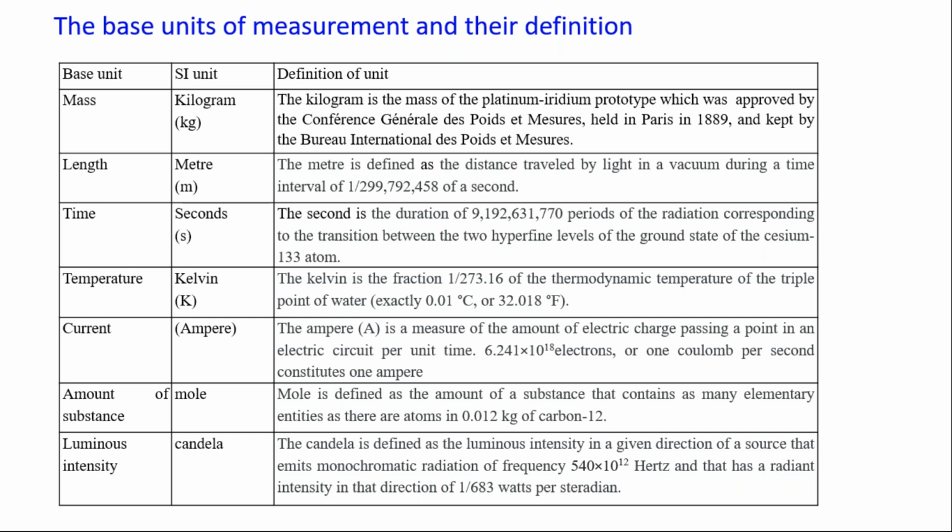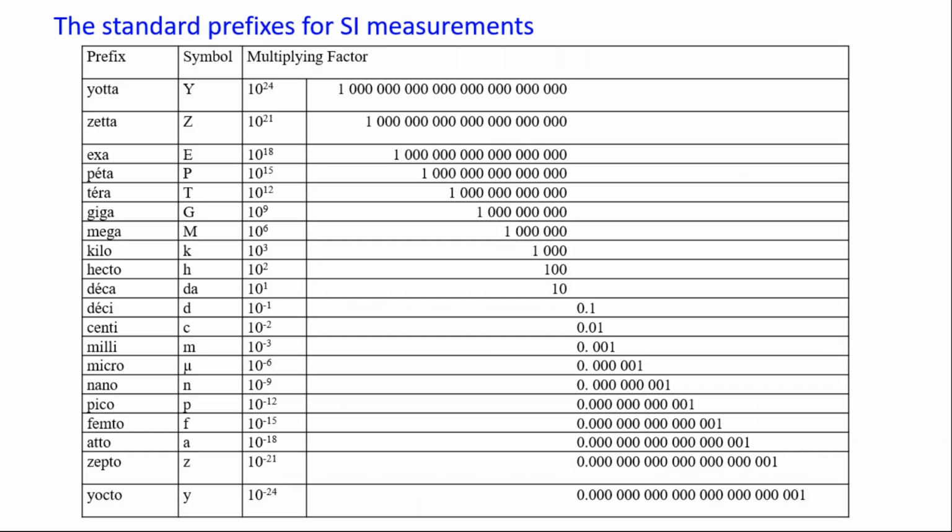Then you have temperature, for which the SI unit is Kelvin, capital K. Then you have current, which is the ampere, and we do not use much of this in our analytical measurements. Then you have the amount of substance, which is the mole, which is used very much in analytical chemistry. Then you have luminous intensity, which is the candela, which we don't use in food analysis or in a food analytical laboratory. So what are the standard prefixes for these measurements?